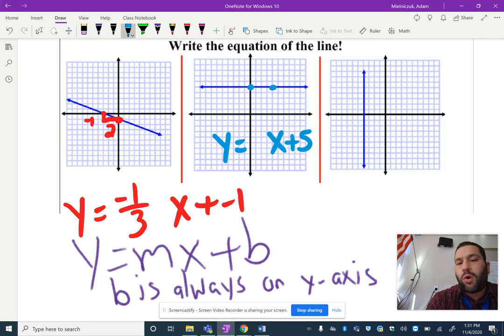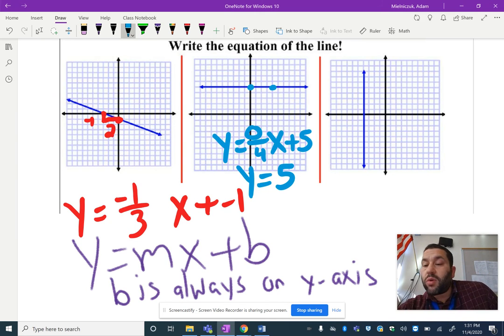Well, how much did I go up? I didn't. So 0. How much did I go over? 1, 2, 3, 4. So 0 over 4, which we don't even need because we can rewrite this as just y equals 5. So this is where we would learn that horizontal lines, straight across like a horizon, are just y equals a number lines.